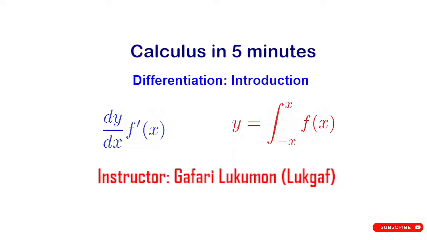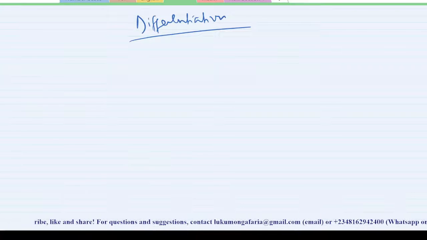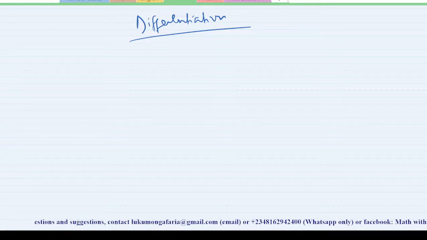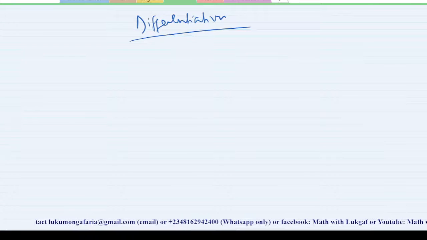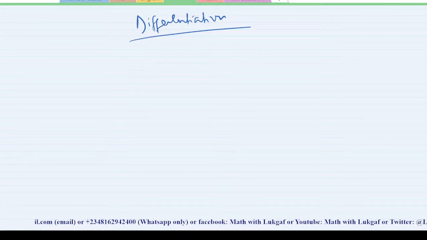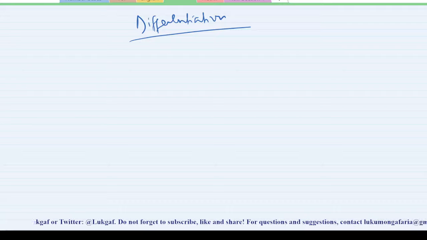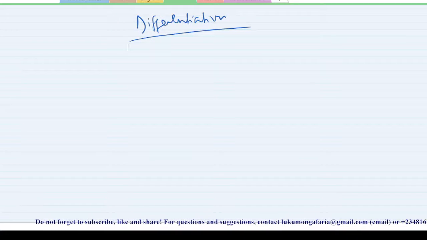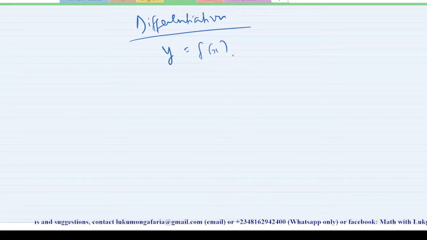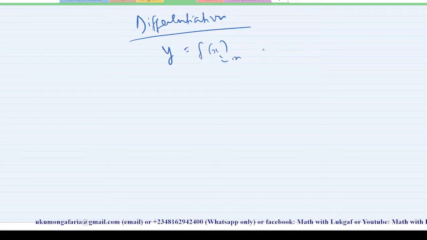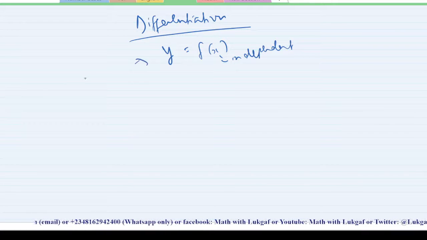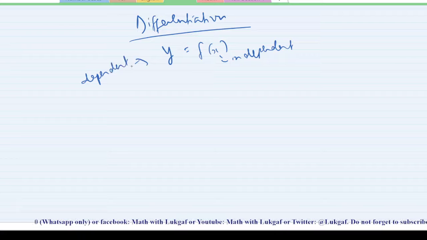In the last video, you were told the meaning of function and variables. I defined a function as a relation or expression that involves one or many variables. Then I explained y as the dependent variable and x as the independent variable, and gave you an example. Also, I told you that when you have y is equal to f of x, we know already that this is the independent variable and this is the dependent variable, based on the explanation I gave.